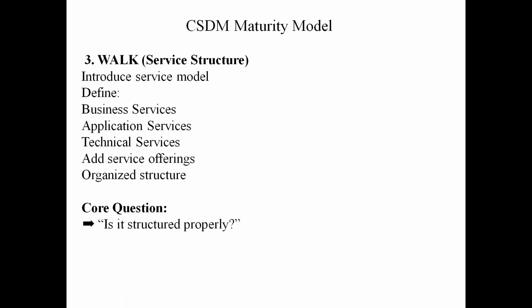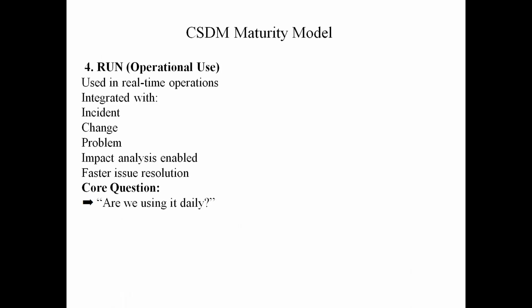Next, the fourth one, run, the operational use case. In the run stage, we start using this data in daily operations. It is integrated with incident, change, and problem. Now impact analysis becomes possible because we can quickly identify issues and resolve them faster. If a server fails, we can immediately see which application is impacted and fix it quickly. At this stage, we ask: are we using it daily?